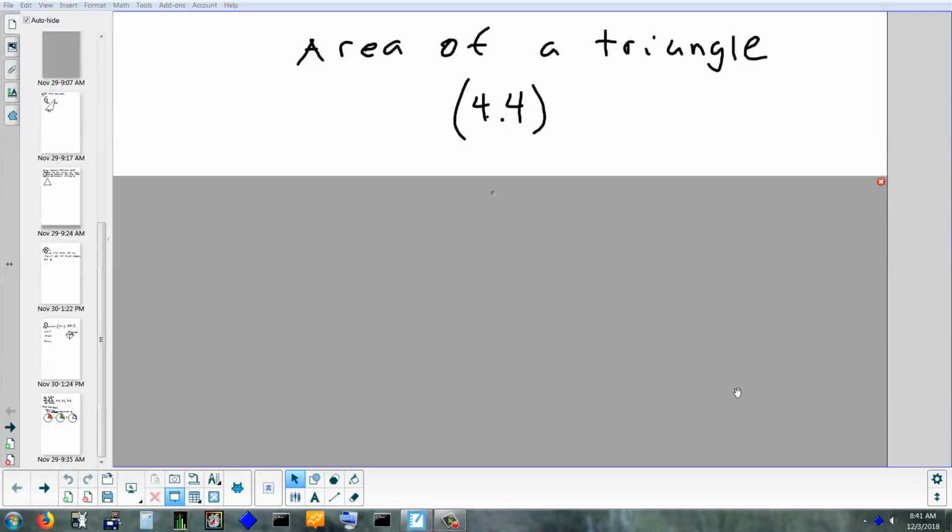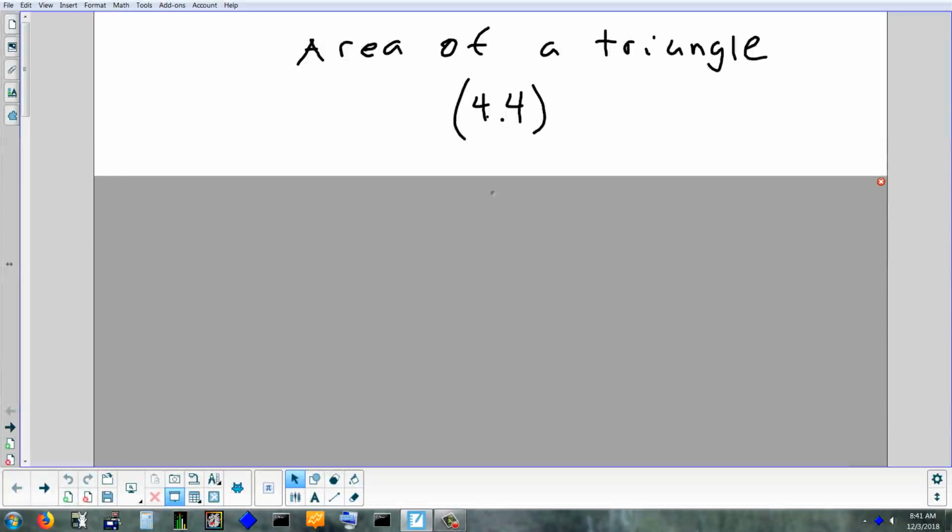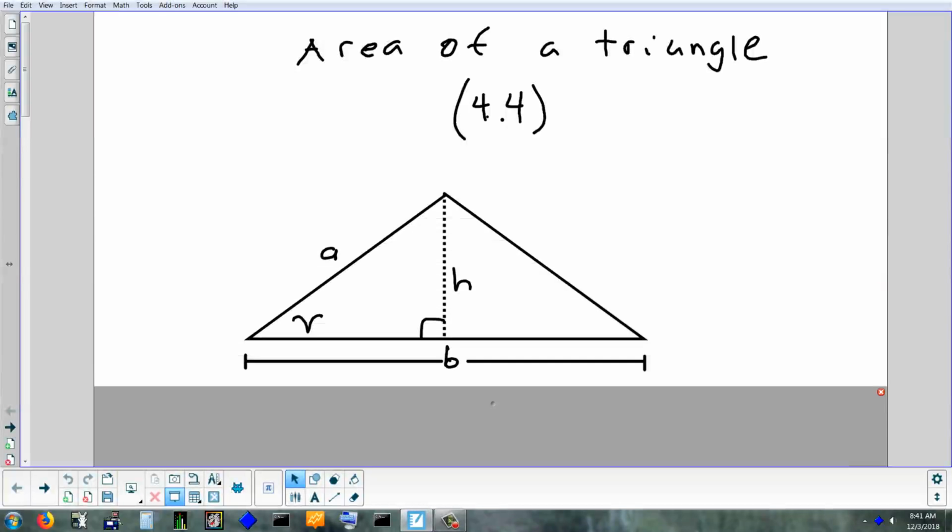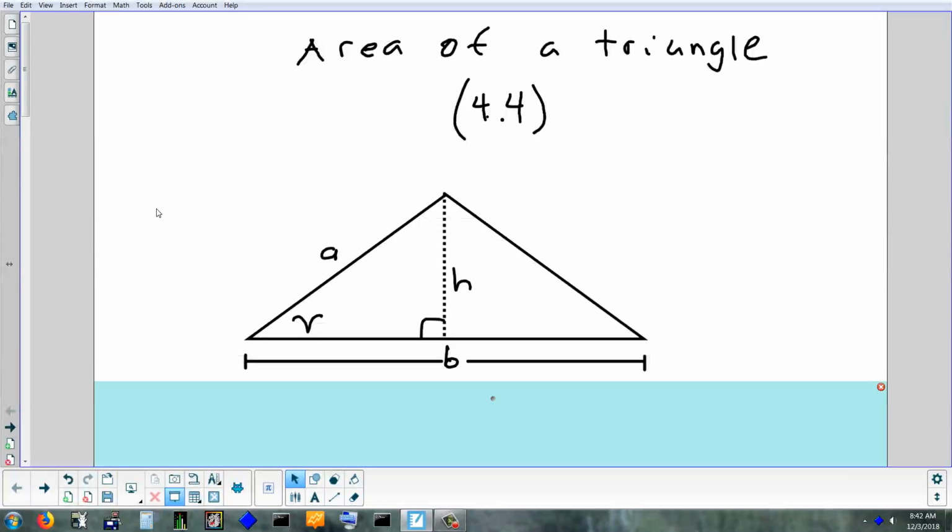Alright, so we'll start off this week by looking at section 4.4, which is on finding area of a triangle. What I've started out with here is a diagram. I've labeled a couple of the sides. Normally we label all the sides A, B, and C. I'm not going to need the third side. That's why I didn't label it.